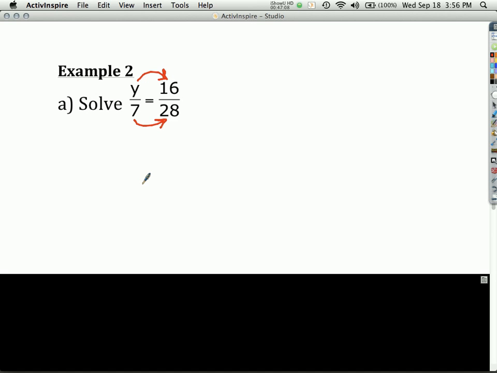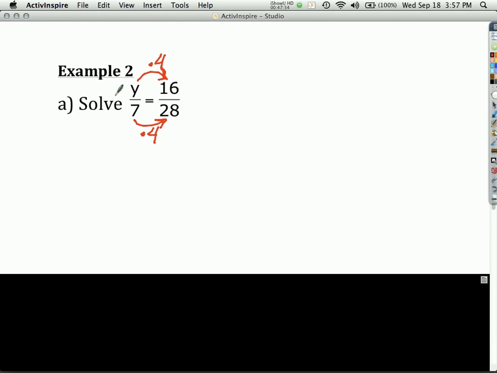And you can do it one of two ways. What number do we multiply by 7 to get 28? It's times 4, which means you have to multiply times 4 up here. What number times 4 is 16? Or you could do it the other direction and say 28 divided by what number gets you 7, and then divide by that number up top. If you have no idea what I'm talking about, then do the cross product.